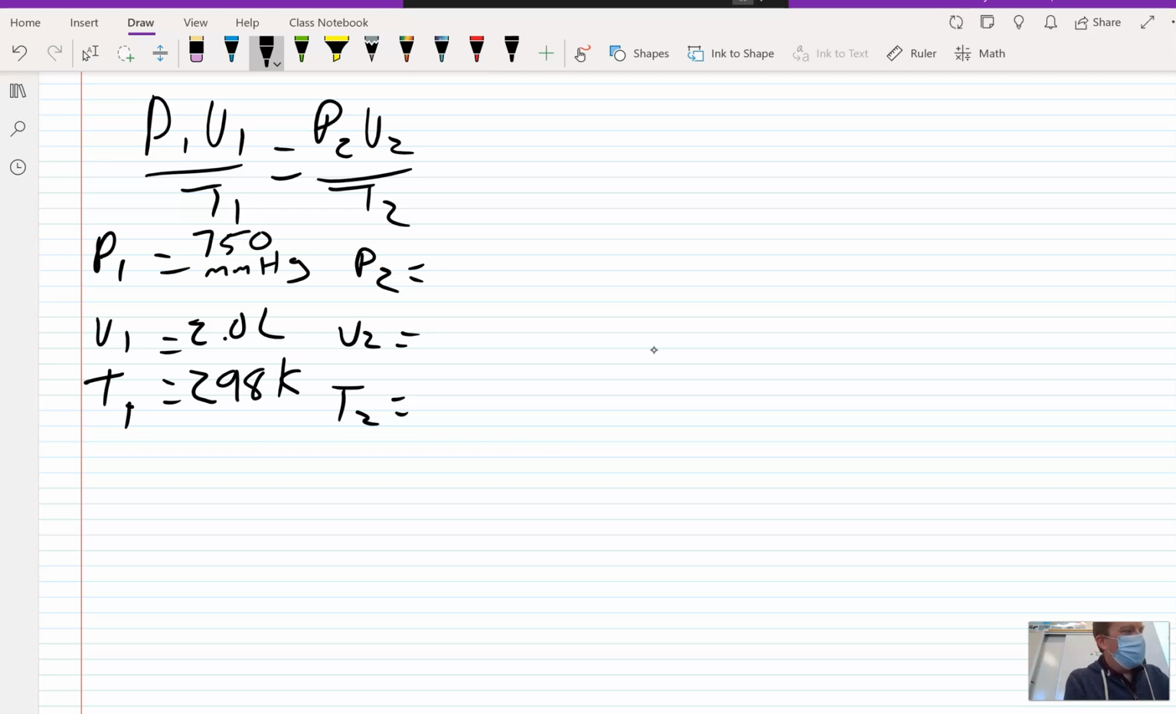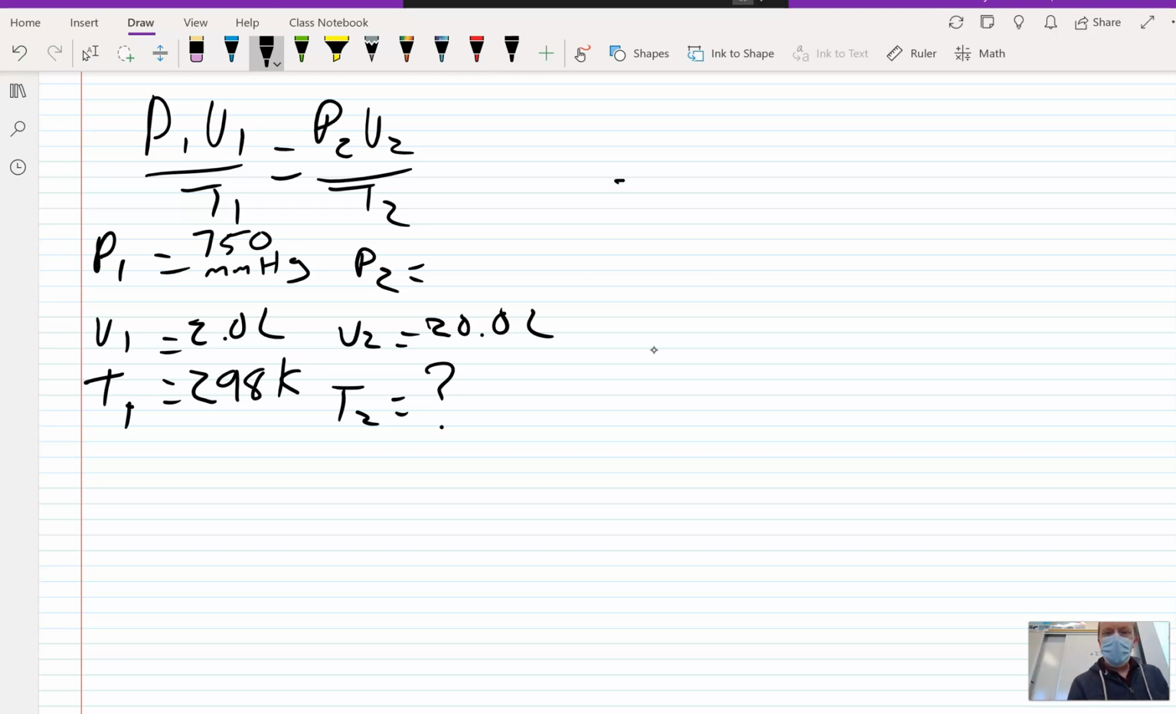And then it says, are heated until a volume of 20 liters and a pressure of 3.5 atmospheres is reached. What is the new temperature? So when it says what is the new temperature, that means we're solving for T2. Volume of 20 liters. There is an issue here, though, in that it's giving us a pressure in atmospheres now, and that's not going to work.